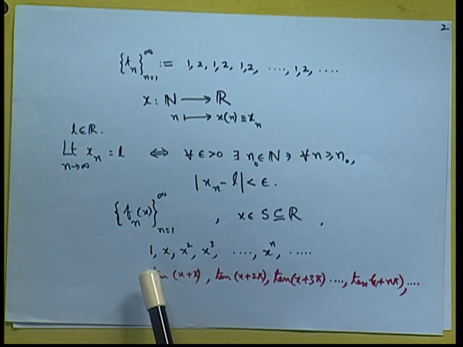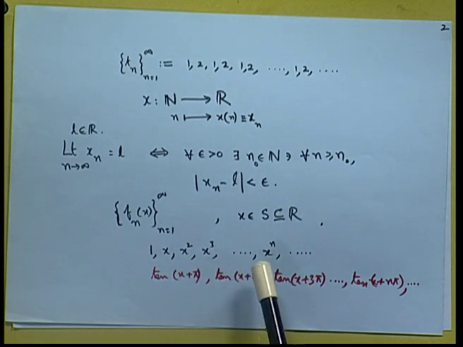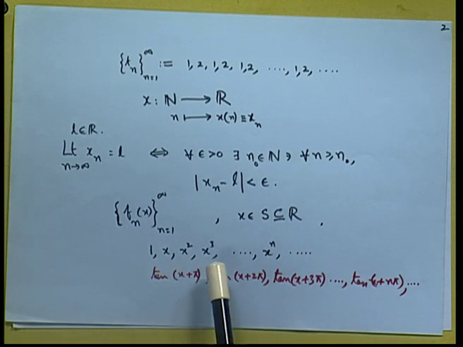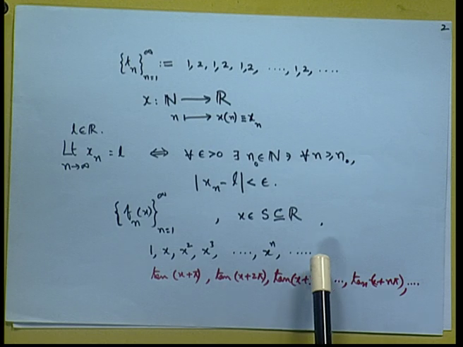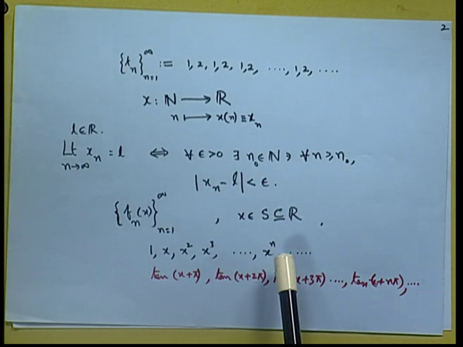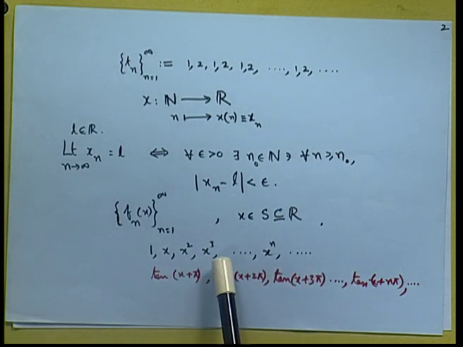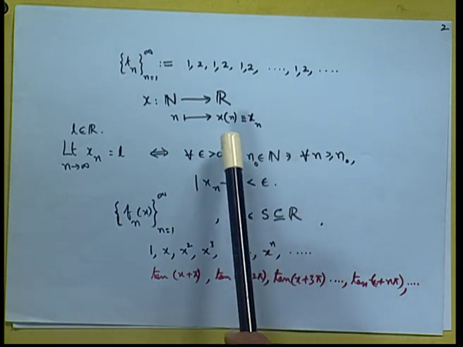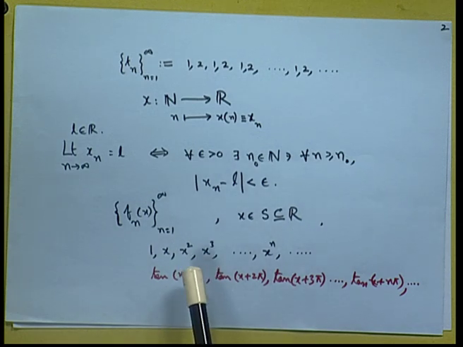Let us look at some examples. 1, x, x square, x cube and so on, the n plus first term is x power n and so on. This is a geometric series. The initial term is 1 and the common ratio is x. We know this is convergent if mod x is less than 1. If x values lie between minus 1 and 1, we can show that this sequence is convergent. That is, this statement is true whenever x values lie between minus 1 and 1.